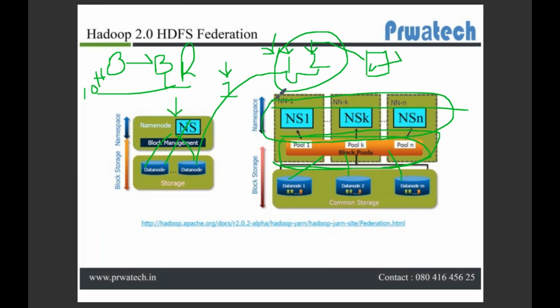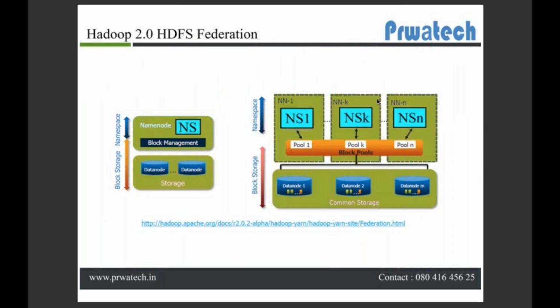Sir, if you have multiple name nodes, I believe there is a concept like the primary name node and the secondary name node. First, I'm coming one by one, just allow me some time. Let me complete all this. Your primary name node, Deepak, is called the active name node, and the secondary is called the passive name node.